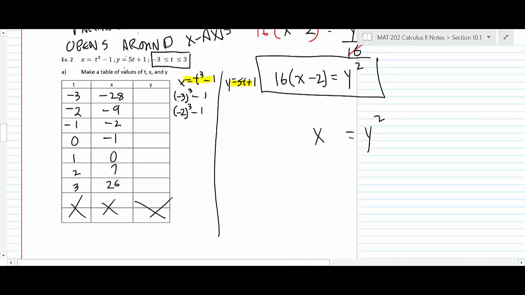Okay, next thing you do is you do the y value. So the y value is going to be 5 times t plus 1. So if you start with t as -3, you'll have -15 plus 1, or -14. And then 5 times -2 plus 1, that's -10 plus 1, so that's -9. And then go ahead and I'll just have you fill out the rest. Okay?